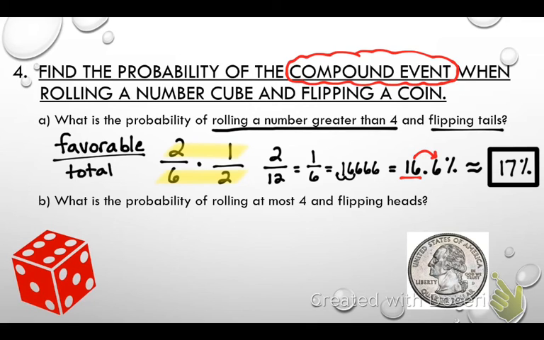Guys, if I were to ask you what the likelihood is, remember those words? Is this very likely to happen? It's unlikely. That's probably not going to happen very often. All right, I want you and your partner to do problem B together.